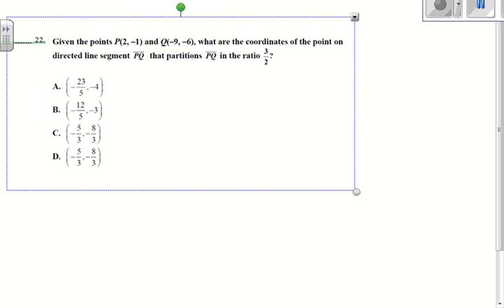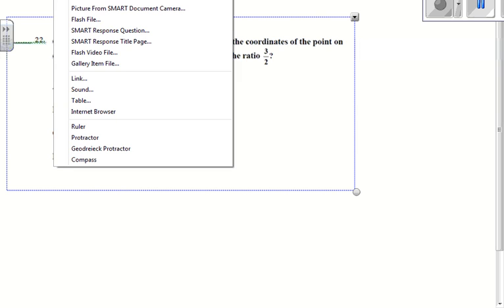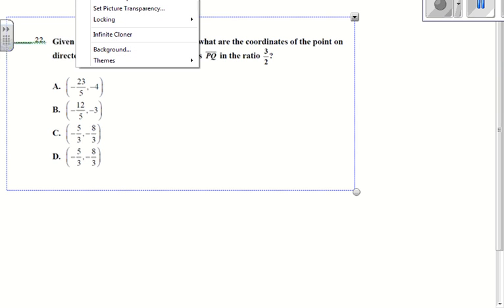All right, number 22, given the points 2, -1, and -9, 6, what are the coordinates of the point on the directed line segment that partitions PQ in the ratio of 3 to 2? Okay, I really like these problems, but I can understand why it would seem like they're a little bit difficult. But let's go ahead and look at this.